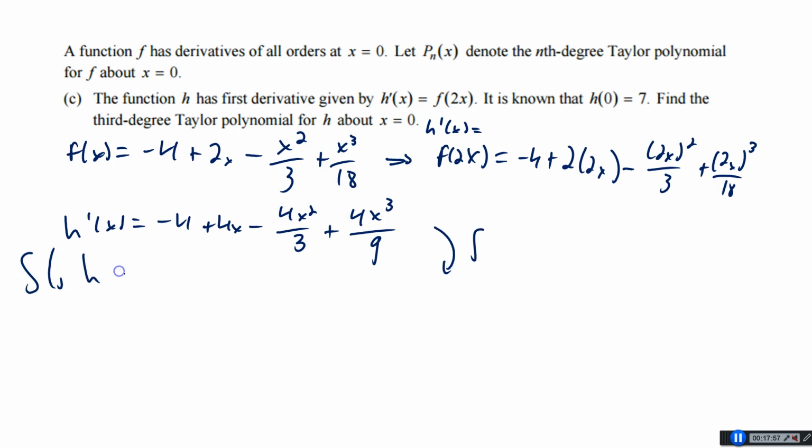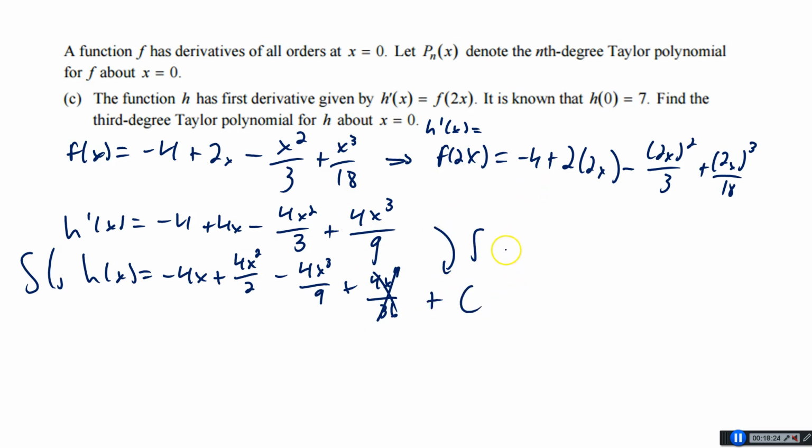So we have h of x. It's going to be equal to negative 4x plus 4x squared over 2, right? We're just anti-deriving. Minus, it'd be 4x cubed over 9 now. And then plus 4x to the 4th over 36. But they only want third degree, so I don't care about that one, right? And then now this is where it gets a little bit sneaky. We have plus c, because it's not a definite integral. It's an indefinite integral, so we have to have a plus c.